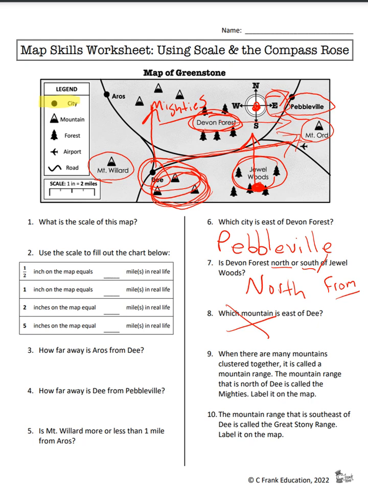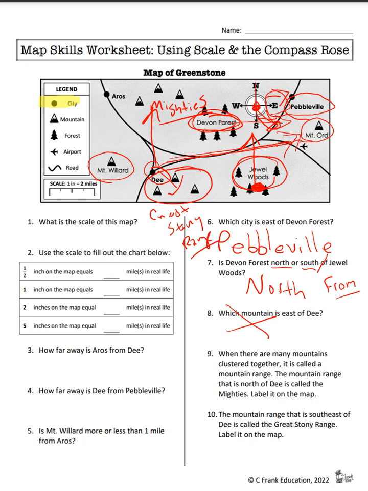Number 10, I'm going to get rid of this because I have a feeling this is going to come back around. Number 10 says the mountain range that is southeast of D is called Great Stony Range. All right, here's D. Southeast is down and to the right. That's this direction. That's these mountains. So those mountains are Great Stony Range. So we'll label these Great Stony Range.